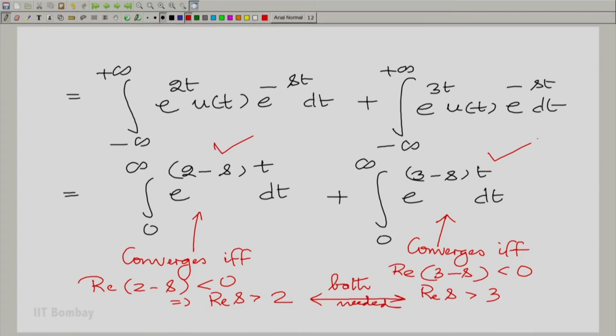You notice that if the region of convergence is where we are operating, then we can use a very standard result. It is of the form the integral of e raised to the power 2 minus s into t dt, which is a very simple indefinite integral to evaluate. It will just be e raised to the power 2 minus s into t divided by 2 minus s, and the same thing would hold for e raised to the power 3 minus s into t dt.